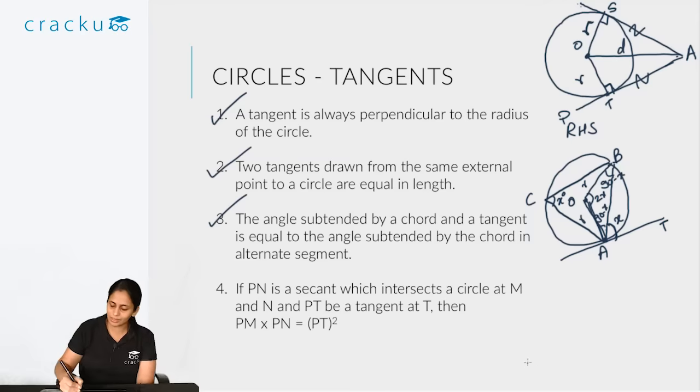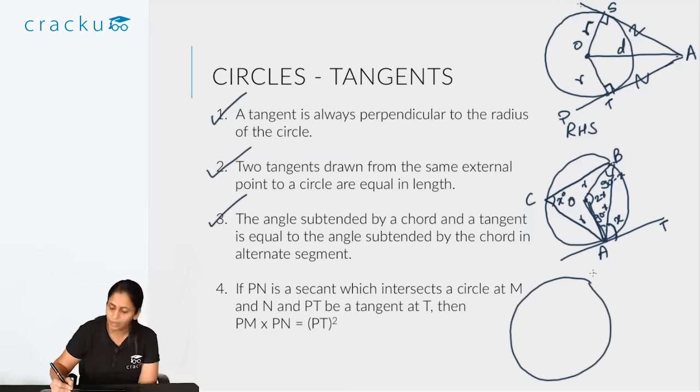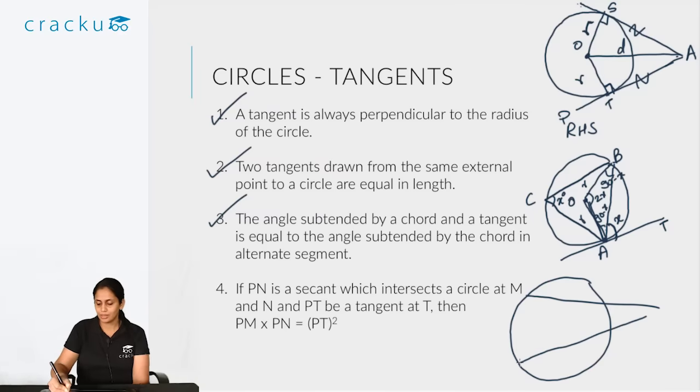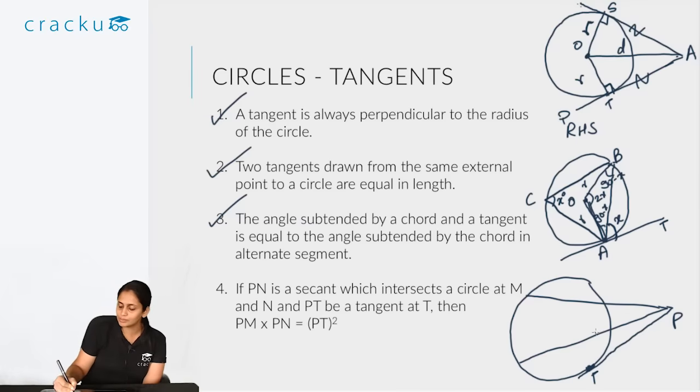Now there's another last property. This is especially useful whenever you are given the values of secants and tangents. So what's a secant? A secant is a line that intersects a circle at more than one point. When it intersects a circle at exactly one point, it's a tangent. So suppose P is this, it will touch the circle at exactly one point and it's a tangent. If it intersects the circle at more than one point, that is two points, it is a secant. So this is PM and N, this is PA and B.